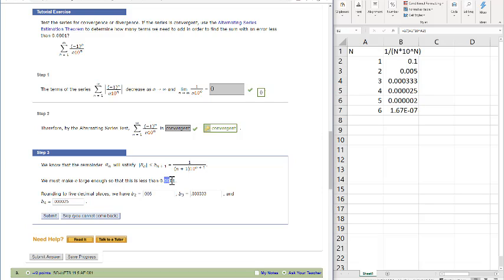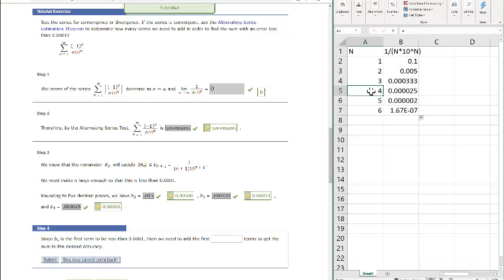So we want 0.0001, so this is 0.0003, and this is 0.00002. So our convergence to within 0.0001 is going to be between b sub 3 and b sub 4. I think b sub 4 would be the safest, and this happens when n is equal to 3.